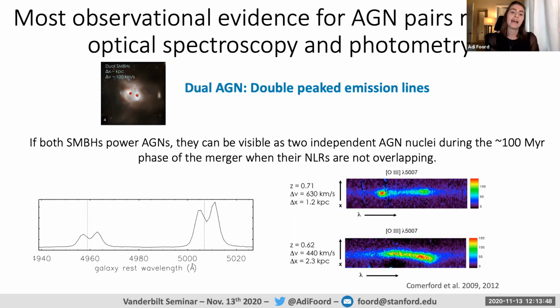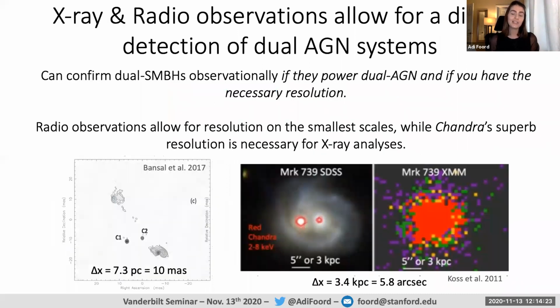And you can expand on this analysis and actually try to spatially resolve, and I'm circling that with my mouse right now, spatially resolve where each emission component comes from. And then you can see if the two regions coincide with two galactic nuclei, for example. There are caveats with this type of analysis. And in particular, you do expect double peaked emission lines for things besides just dual AGN. And so for any dual AGN candidate that is found using this technique, you really want follow-up with X-ray or radio observations to confirm the true accretion nature.